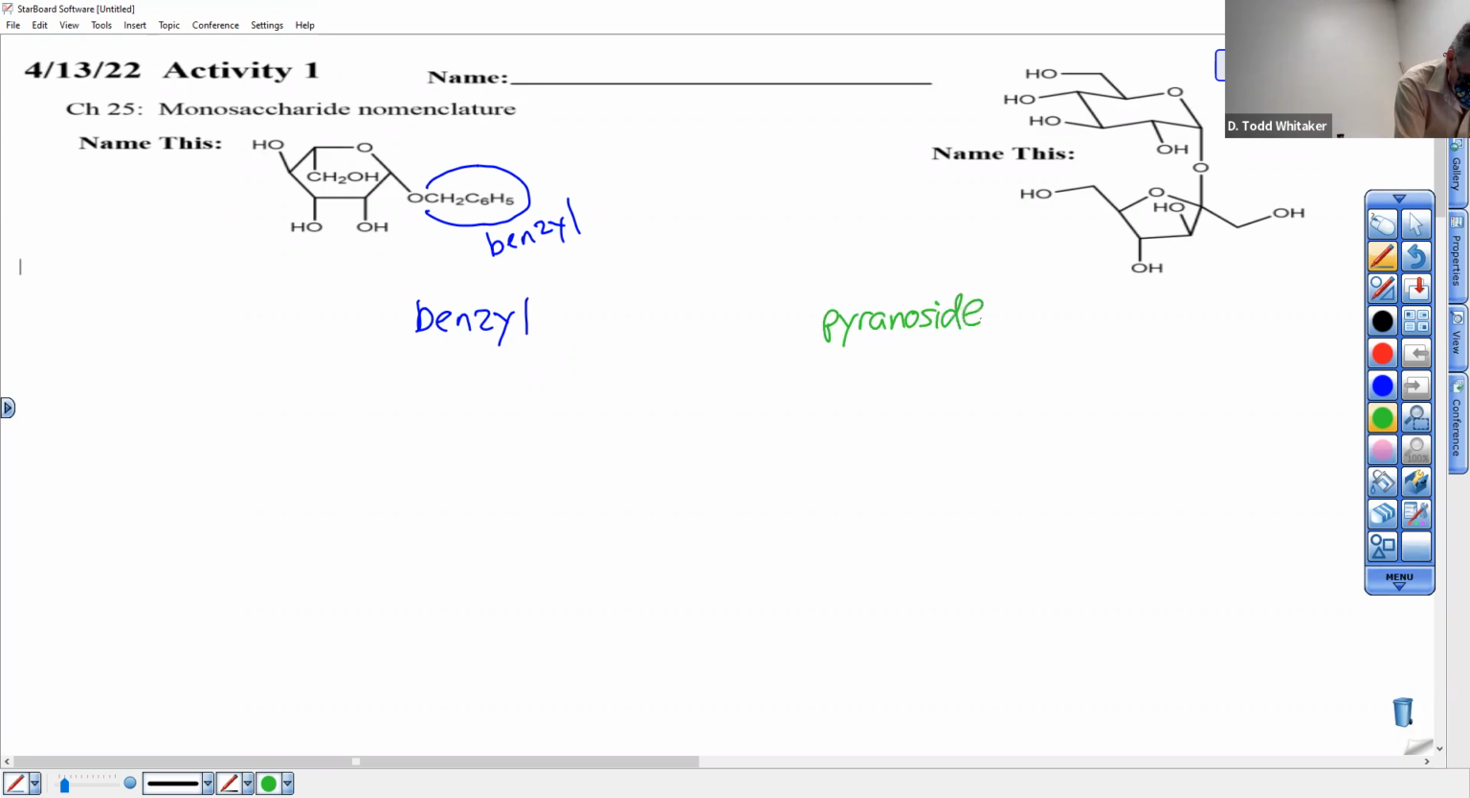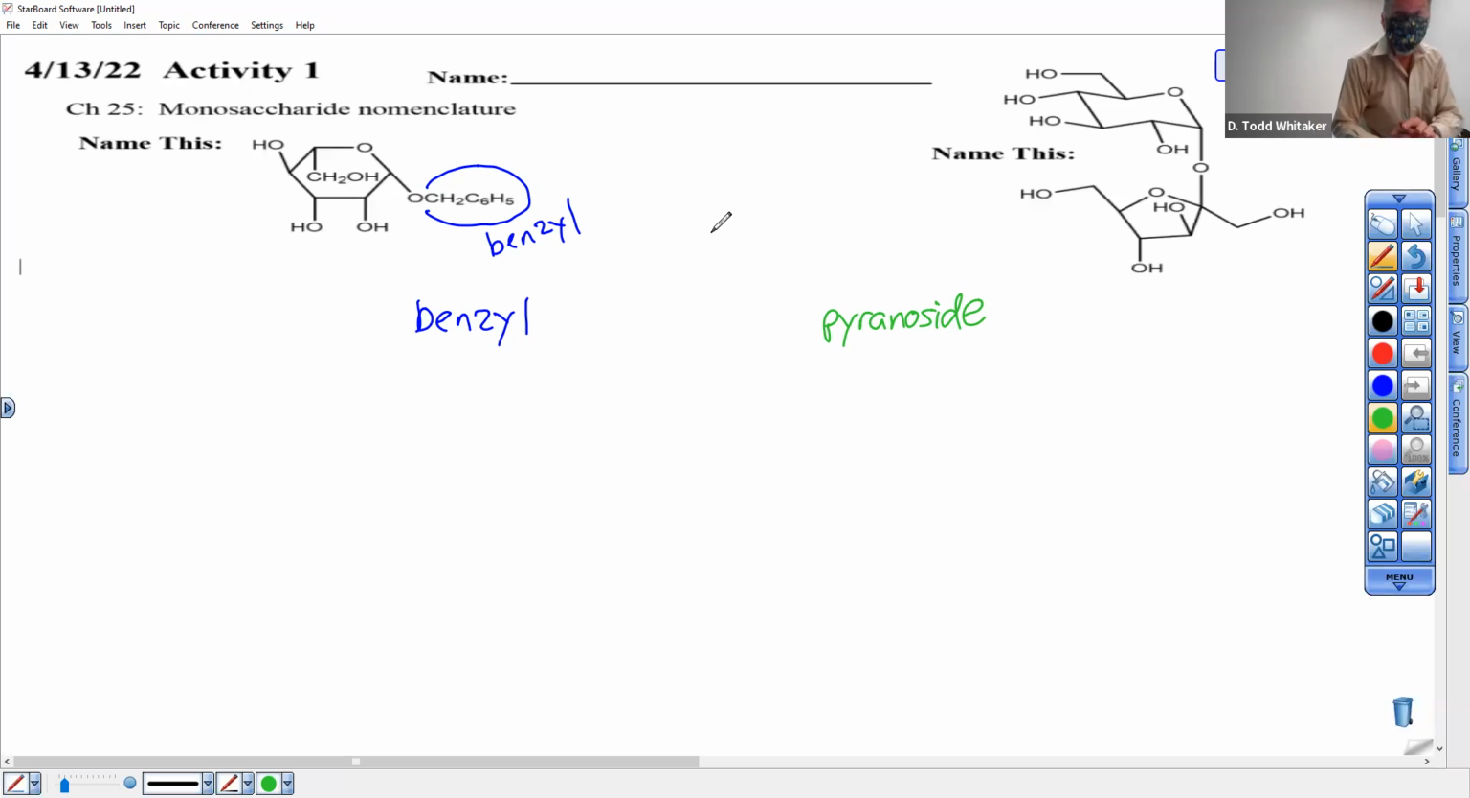How do we know it's a pyranoside? Ring size 6, yes. And this one up here will also be a pyranoside. And this will be a furano, and that's the anomeric carbon, and it's an acetal, so it's a furanoside. Got two sides here.